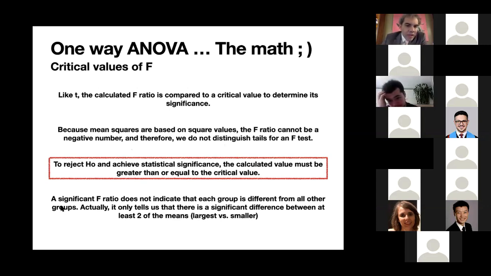Okay, here it says, a significant F ratio does not indicate that each group is different from all other groups. Actually, it only tells us that there is a significant difference between at least 2 of the means. So to see which group is different, we'll need to do a multiple group comparison. In this case, Bonferroni test.